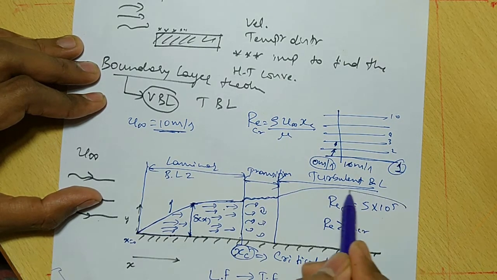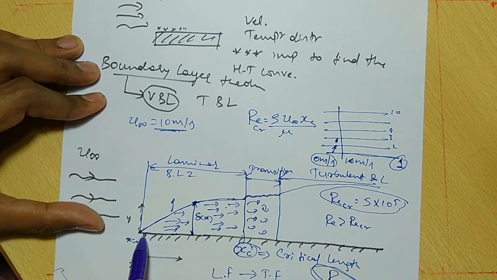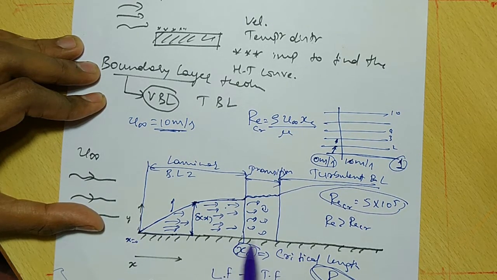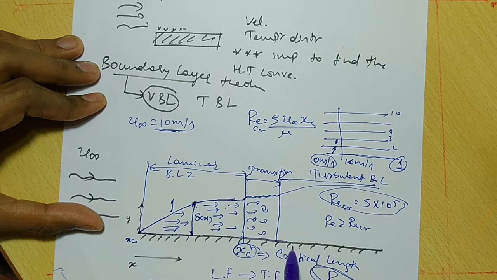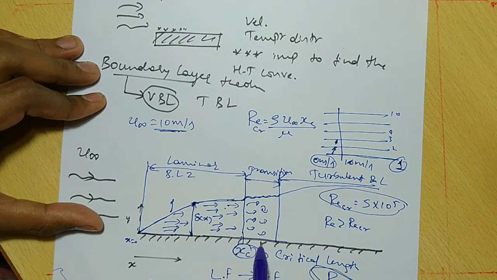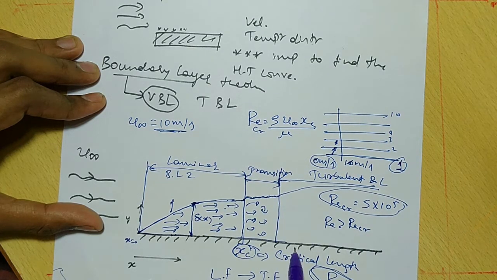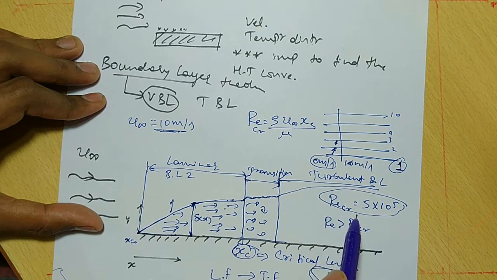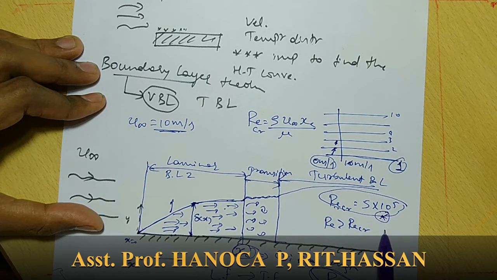This critical Reynolds number depends upon the smoothness of the surface. If the surface is rough, this value will change. If it is very smooth, this value will change. If there is any vibration over the surface, the critical Reynolds number will change. But for most of the cases we will take the critical Reynolds number as 5 into 10 to the power of 5. If data is not given, we will consider the critical Reynolds number equal to this much, and this data is also important while solving the problems.